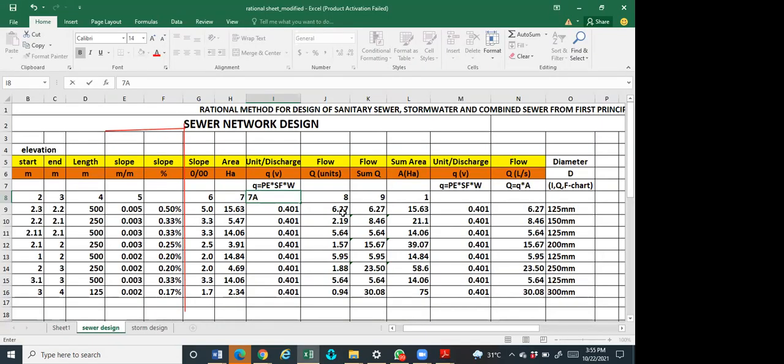Here, this is what we got for A, this is for B, this is for C, this is for D, this is for E, this is for F, this is for G. But then when we are now accumulating them, this is now A, then B now becomes A plus B. Look at it.